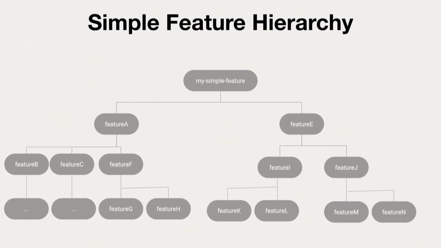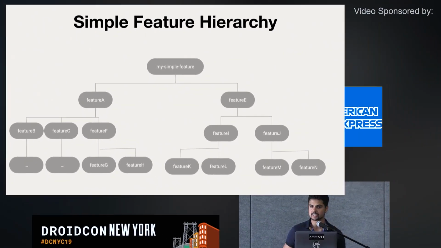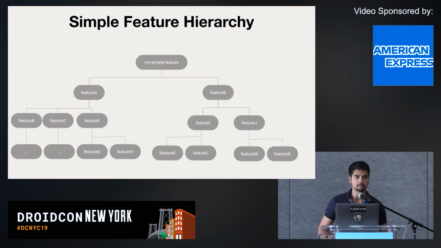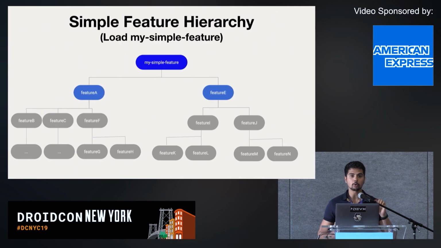So with that, let's go back to my simple feature. This is the small condensed version of the dependency graph for my simple feature. When I open up a specific class in my main simple feature module, I am then only loading feature A and feature E source files, and none of its dependents. So we're always only looking at one depth level of the dependents.